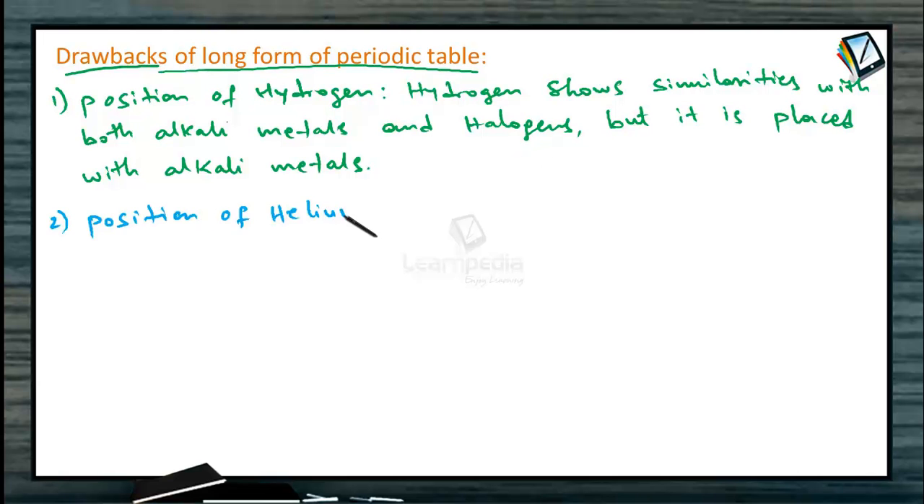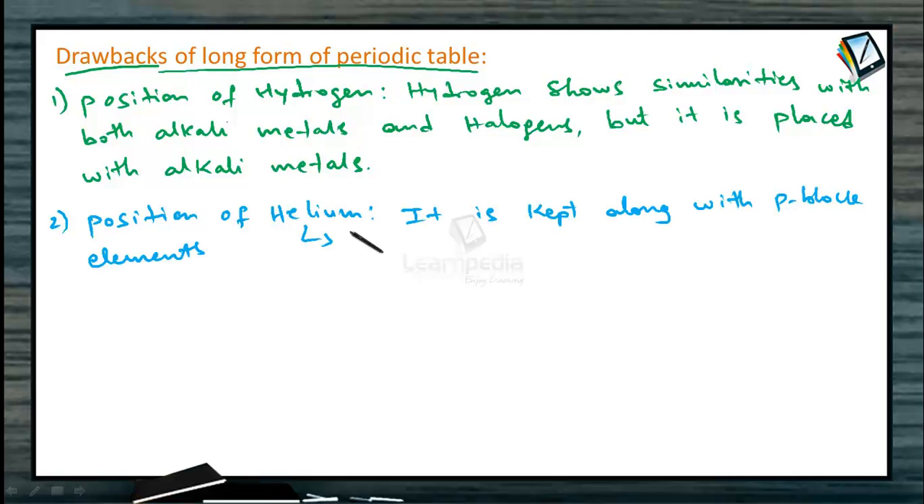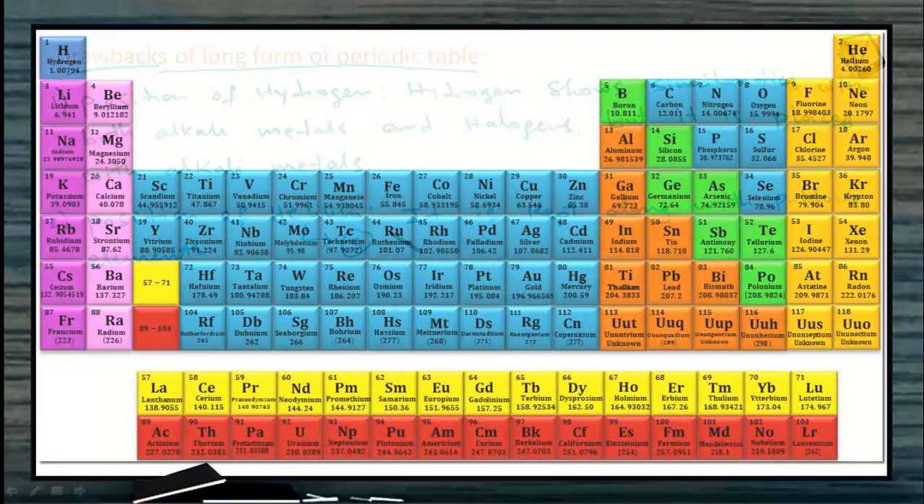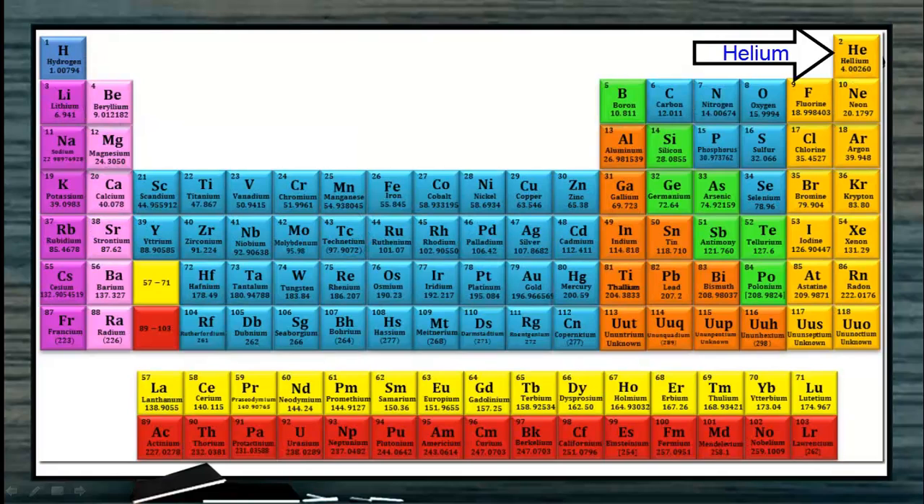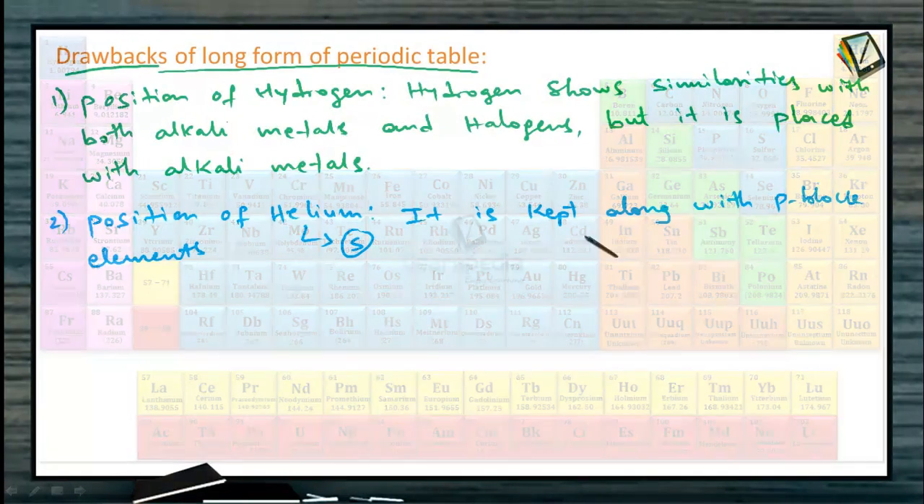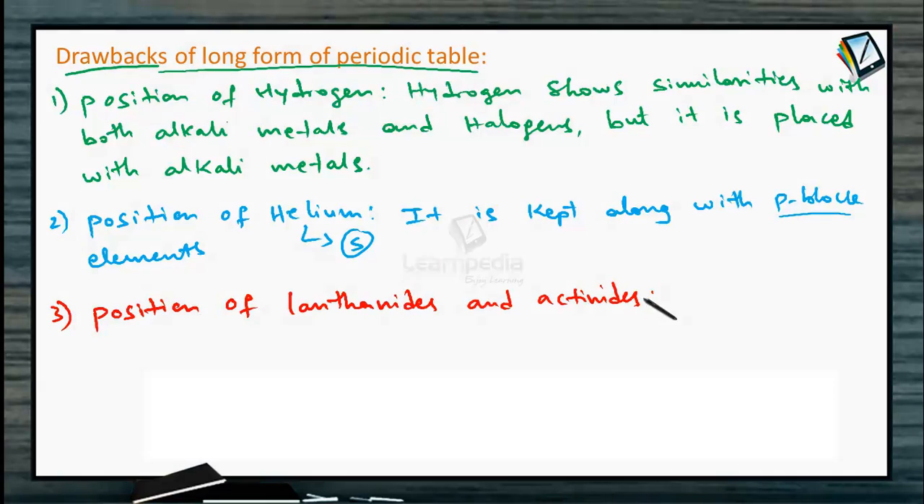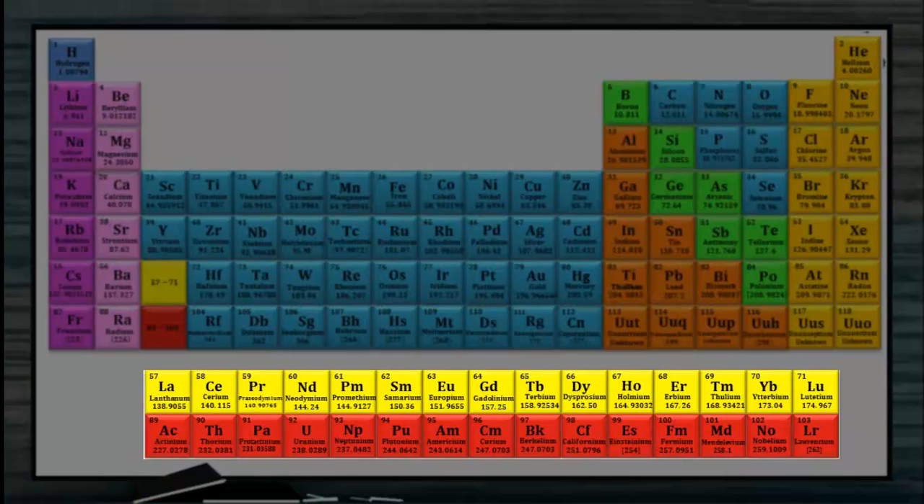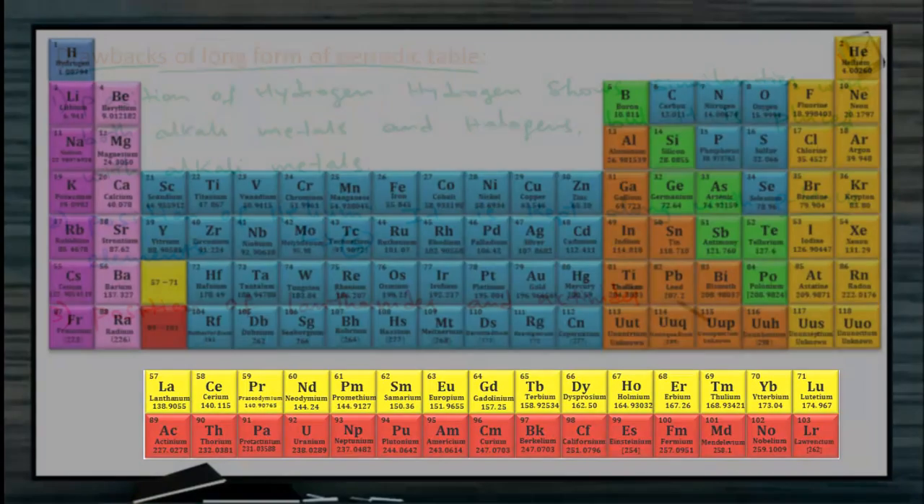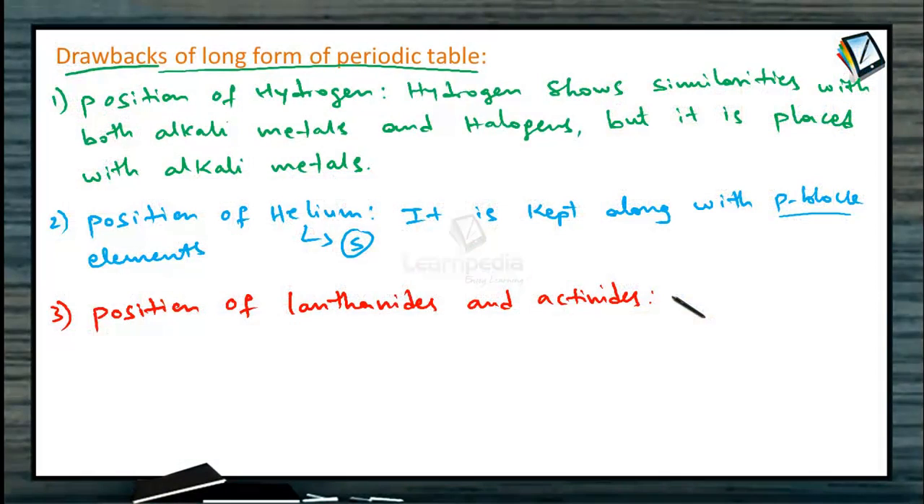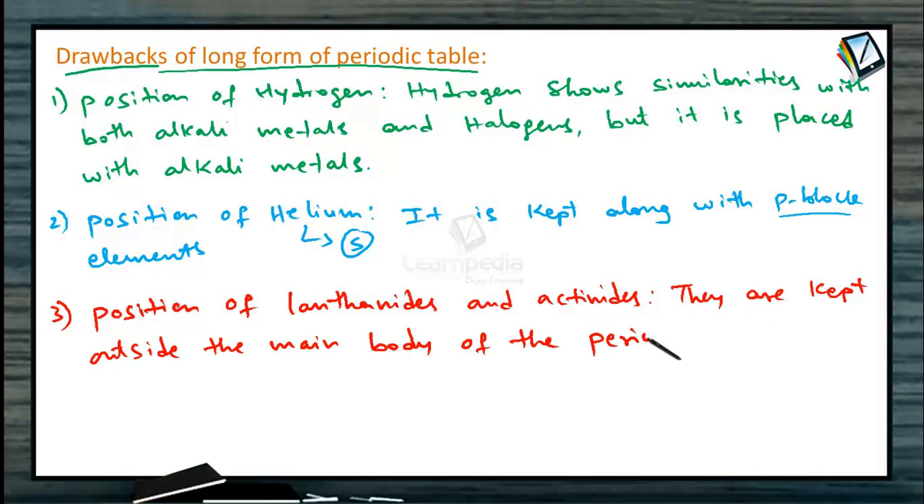Position of helium. Actually helium is an s block element, but it is kept in p block elements along with the other noble gases. So that became a drawback of the modern periodic table. Then the position of the lanthanides and actinides. Actually, these lanthanides and actinides could not get any place in the main periodic table. They are kept outside, separately below the main periodic table.